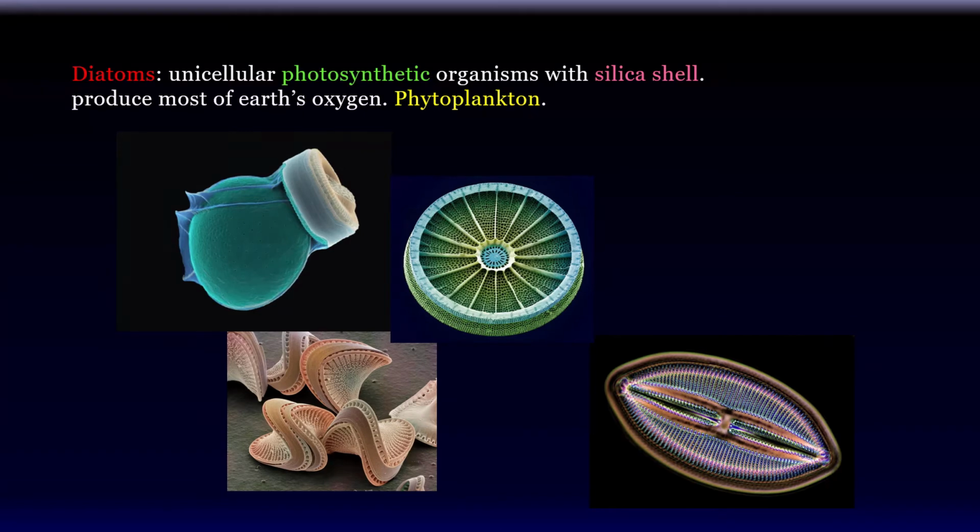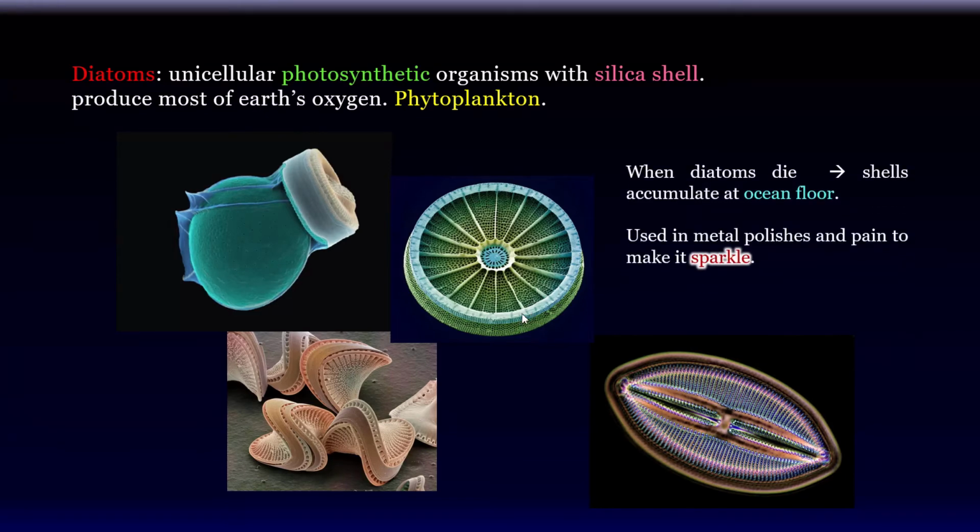Now, the silica shells are very sturdy, and they have a little shiny color, and they're used in paint, the type of paint that you use for painting cars and trucks, for example. And phytoplankton are very abundant, and they produce a lot of oxygen. Also, therefore, they trap carbon dioxide. When they die, their shells accumulate at the ocean floor, and as I said, it's used in metal polishes and paint to give the paint a sparkly appearance.